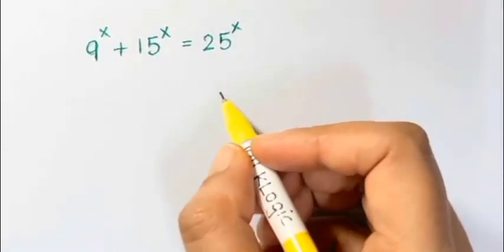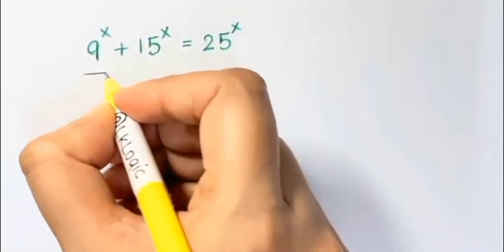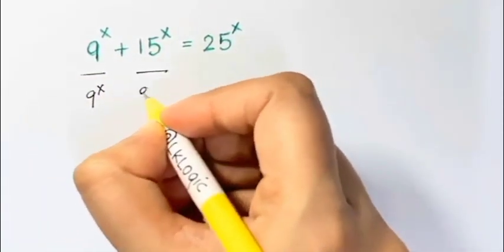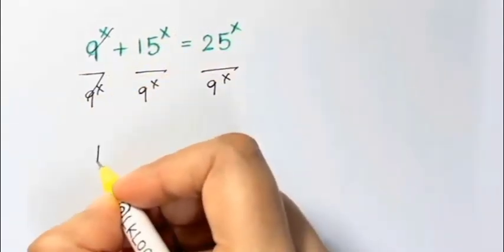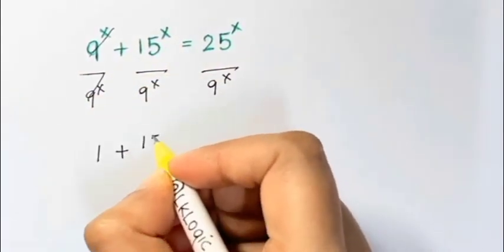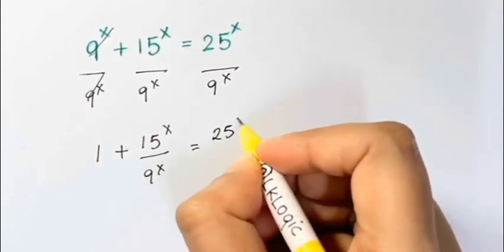raised to x. So how can we solve this for the value of x? Just divide both sides by 9 raised to x. So when we divide both sides by 9 raised to x, this and this get cancelled. So we are left with 1 plus 15 to the x over 9 to the x equals 25 to the x over 9 to the x.